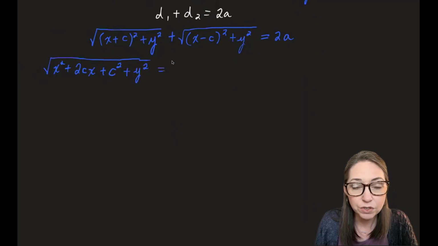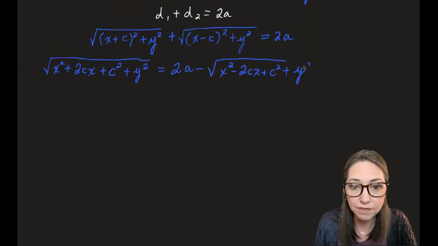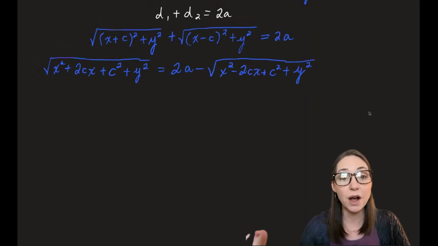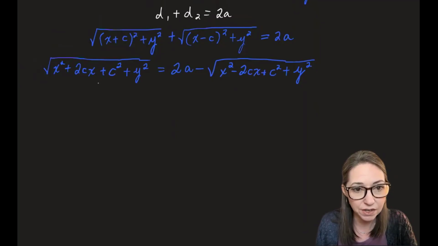That's equal to 2a minus this other radical, so the square root of, and let's FOIL that out as well, since we'll need to eventually. That will be x squared minus 2cx plus c squared plus y squared, all of that under the radical. Now when we square both sides, it will eliminate one of those two radicals.